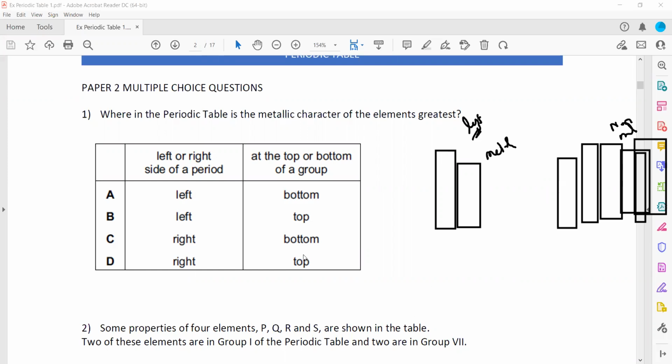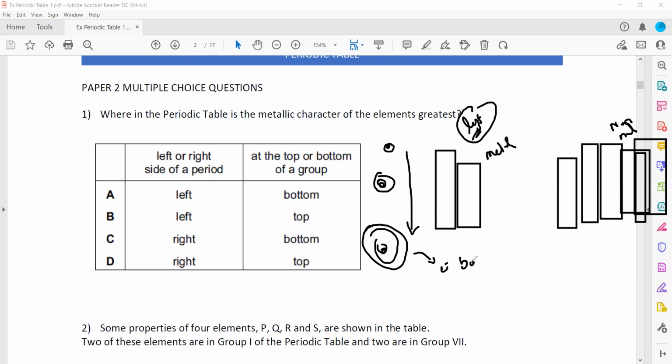And as we go down the group, what happens to metallic character? It increases because as we go down the group, the size of the atom is increasing, as it has more shells. For example, the first will have 2, then 3, and then 4. So with more shells, these elements have a tendency to lose electrons easily. That's why on the left hand side, the element will be more metallic, and at the bottom of the periodic table, the element will be more metallic.